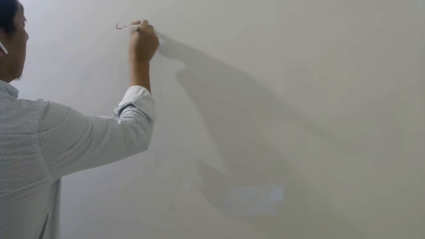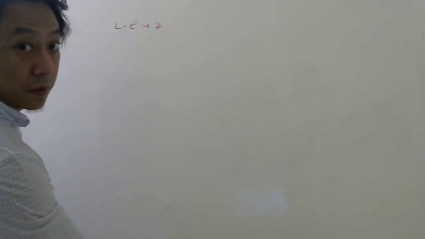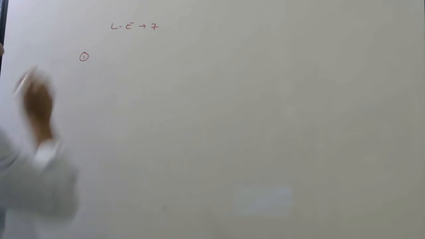Learning exercise 7. Question number 1. See carefully. Draw a graph showing the variation of electric field that we did in the last video. Please check. It was 0 inside, and outside it was inversely proportional to distance square. So we have done that question already. Please check the last video.